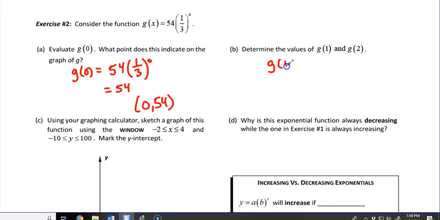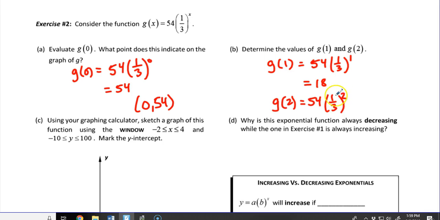G of 1 means we're going to substitute 1 in place of x. So 1/3 of 54 is just 18. And then g of 2, I'm going to substitute 2 in place of x. So that means we have 1/9, because you square the 1 and square the 3. So I'll just show that work. It's like 54 times a 9th. Well, you know what 54 divided by 9 is, right? 6. So there's our y value.